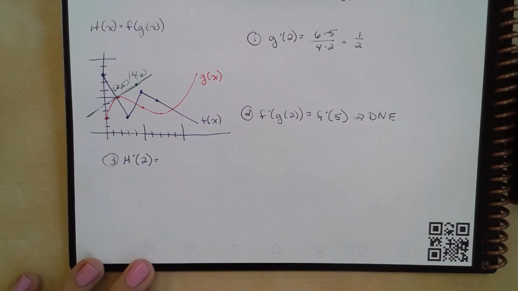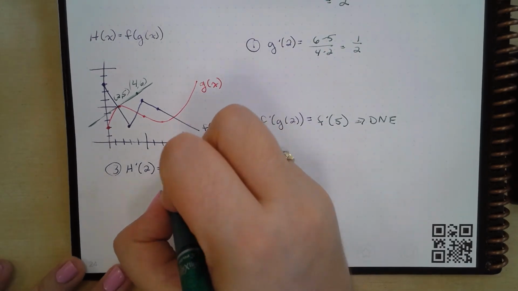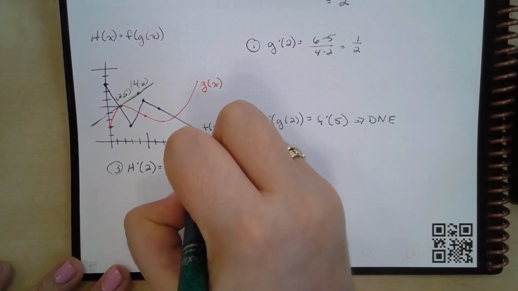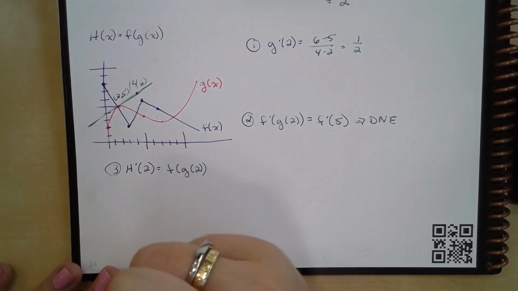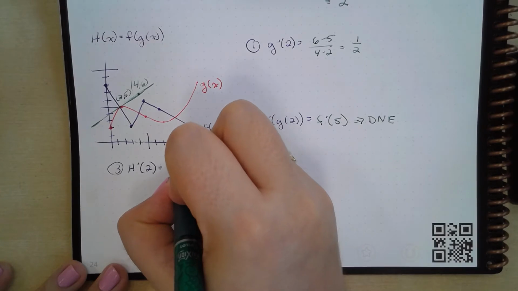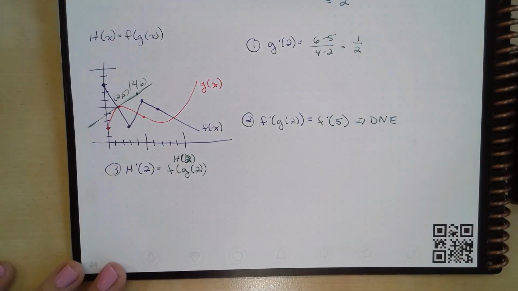Okay? And finally, let's look at this last one here. H prime of 2. Well, h prime of 2 is going to be equal to f of g of 2. I'm sorry, I should say this is equal to h of x. I'm going to pause this for a moment.